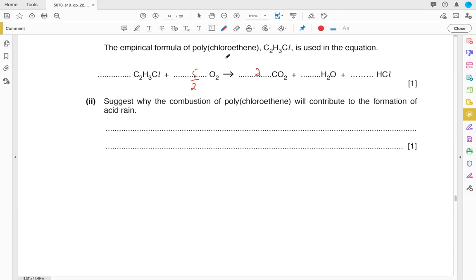But we have a bias for whole numbers. So I'll just multiply the whole thing by 2. So this times 2 is just 5, this times 2 is 4, 1 times 2 is 2, and 1 times 2 is 2 again. So it is balanced. If you left 5 by 2 there, you will not lose marks. Remember this thing, okay? You will not lose marks. That's perfectly fine.